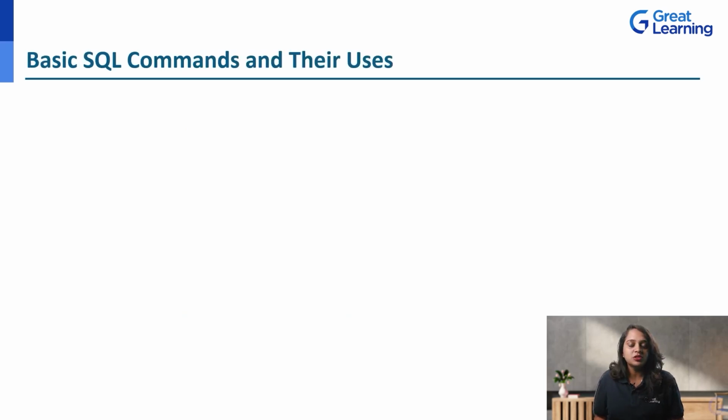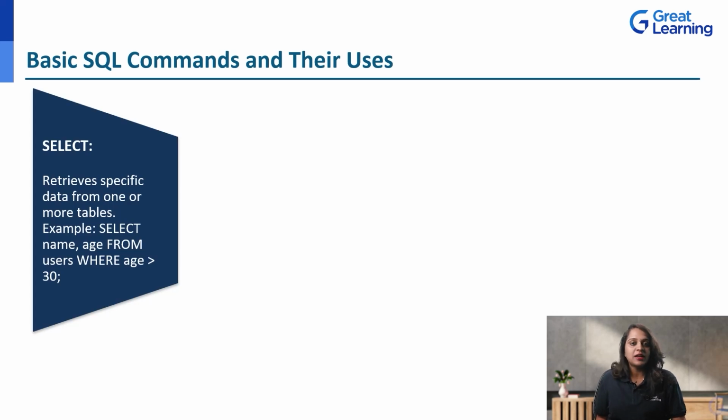Having understood the SQL definition, we will now go through a few basic SQL commands that are used on a daily basis. One is select. The select query is always used to retrieve specific data from one or more tables. For example, select name, age from users where age is more than 30. What does this query do? It will select the names from the table where the user's age is greater than 30. So whoever the user's age is greater than 30, all those users' names will be displayed. This is how you can write the queries.